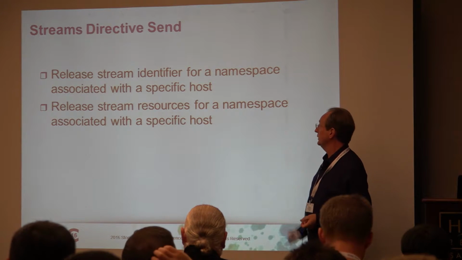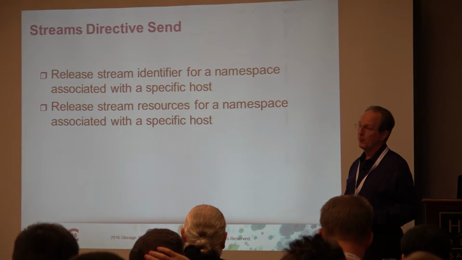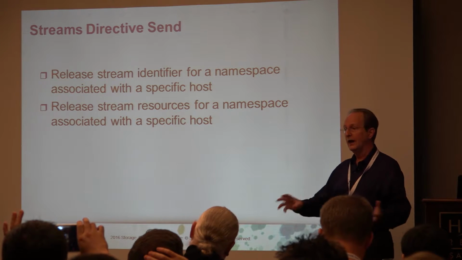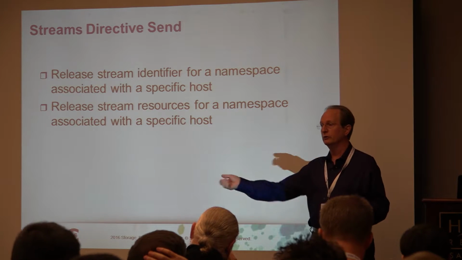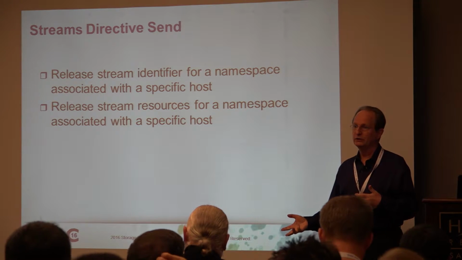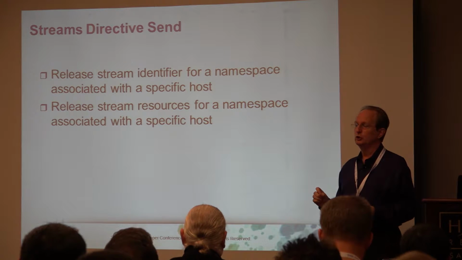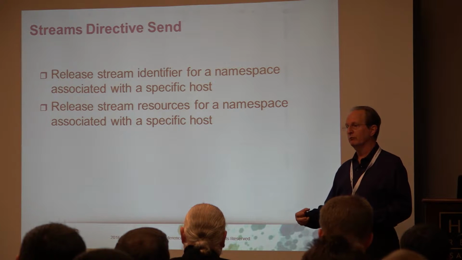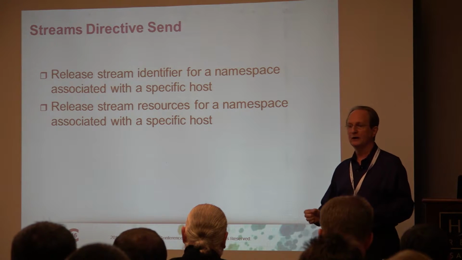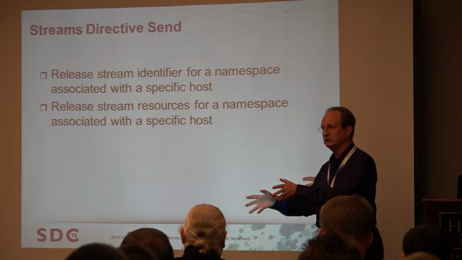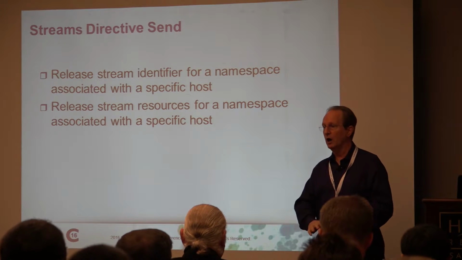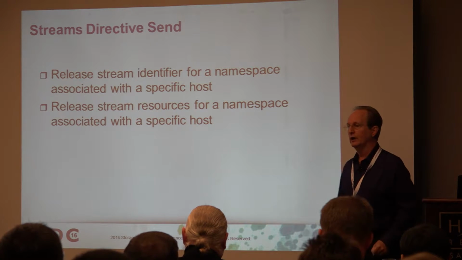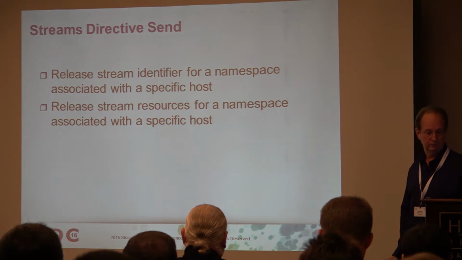The other one is to release stream resources for a namespace. If I decide for this namespace I don't need stream resources anymore, I can release all of them and return them to the pool. One of the facts is that we did not build it so that you could incrementally increase or decrease the number of stream resources allocated to a given namespace. You can request an amount. When you're done, you can get rid of all of them. If you need to change how many, you need to release all of them and tell it, here's a different number that I want.